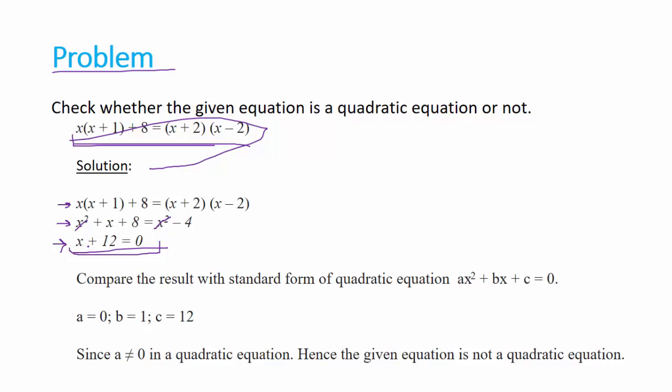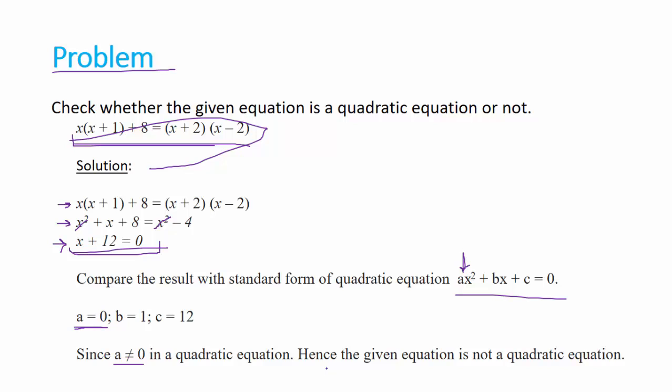And definitely it is not having the x square term, and that is why it is not a quadratic equation. You can also compare it with the standard form of equation, which is ax square plus bx plus c is equal to 0. It is having the bx term, it is having the c term, but it is not having the x square term, which is the main property of a quadratic equation, and that is why we can say that it is not a quadratic equation. Also here the a term is 0, and since a is not equal to 0 in a quadratic equation, hence the given equation is not a quadratic equation.